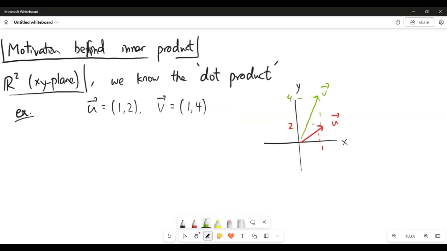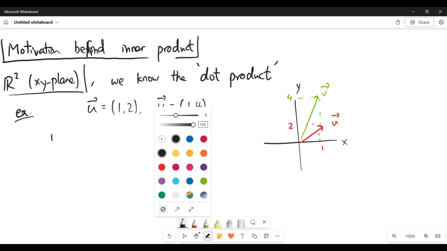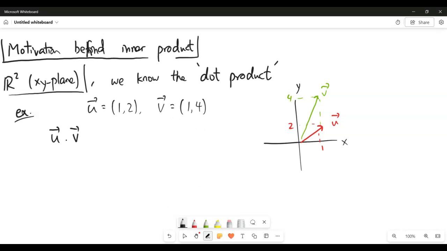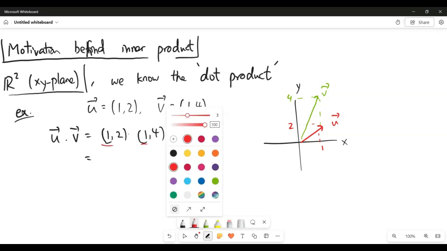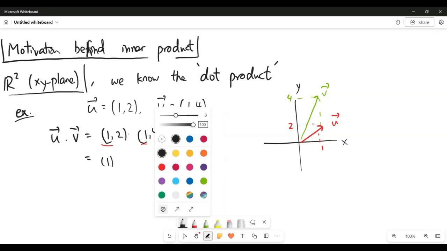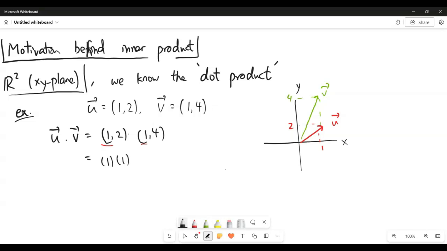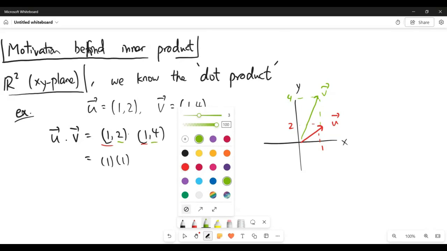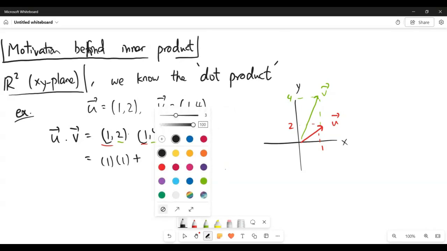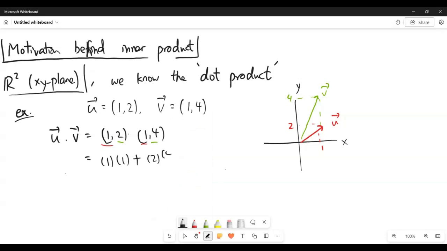Now, given these two vectors, we understand how to do the dot product. Do you remember how to do this one? It's just the sum of two components, where each component is a product of the corresponding coordinates. You multiply the first coordinates of the two vectors, 1 times 1, and the second component is the multiplication of the second coordinates, 2 times 4, and you add them up. So the answer in this case is simply 9, right?